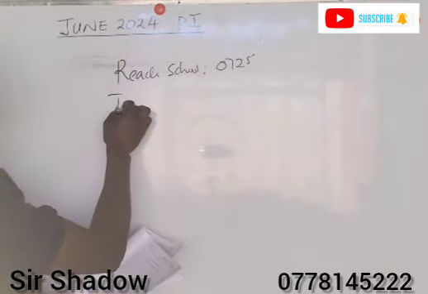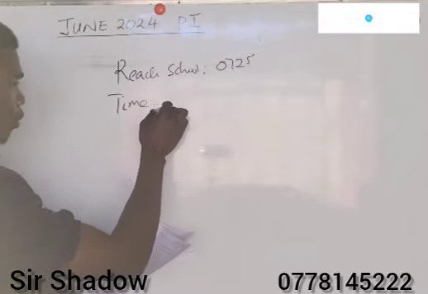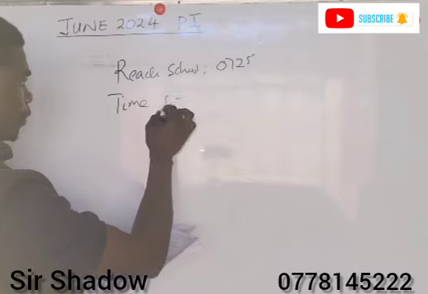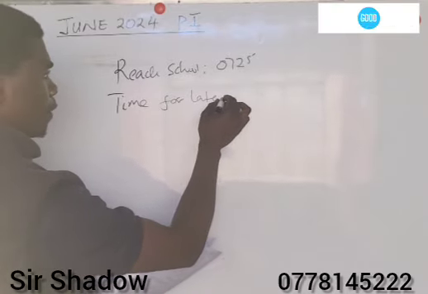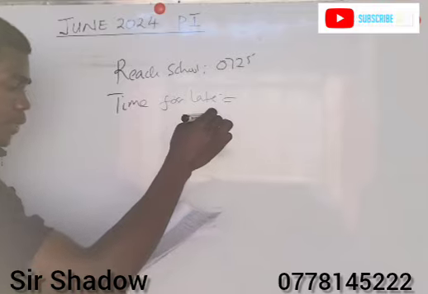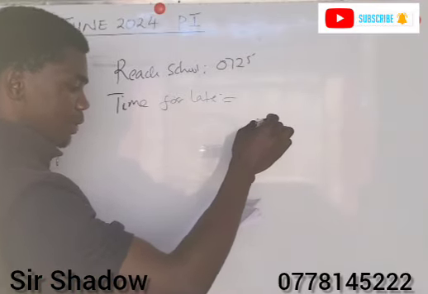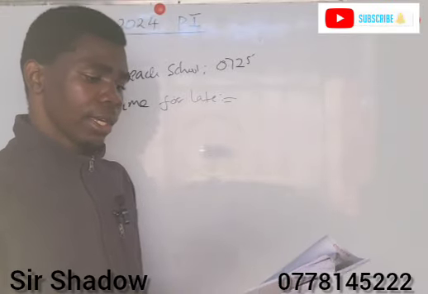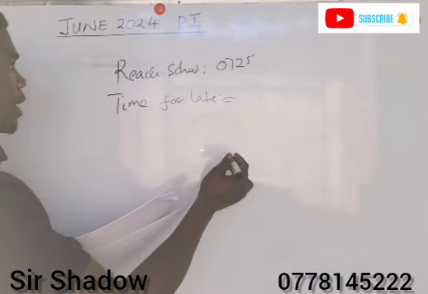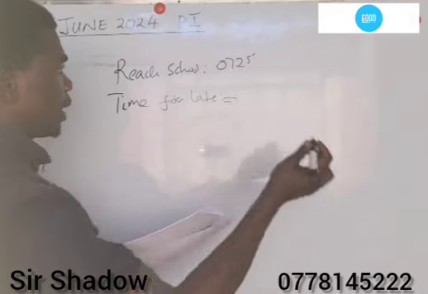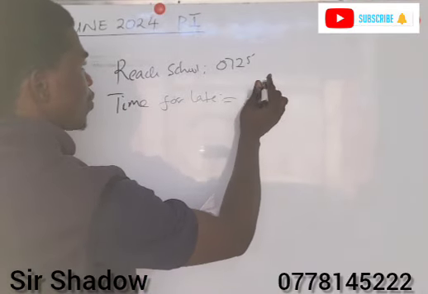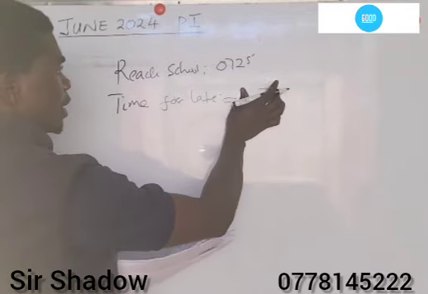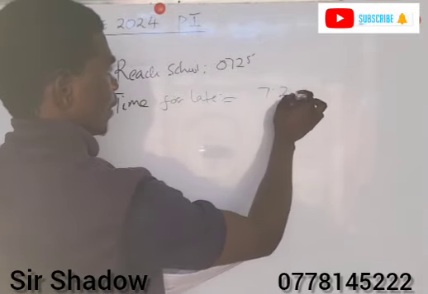So we want to find the time learner P left for school. Suppose the learner is supposed to reach the school at 7:15 a.m. I want to find how late the learner P arrived at school. So we say 7:25 a.m.